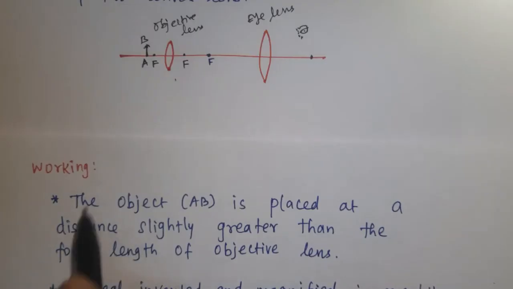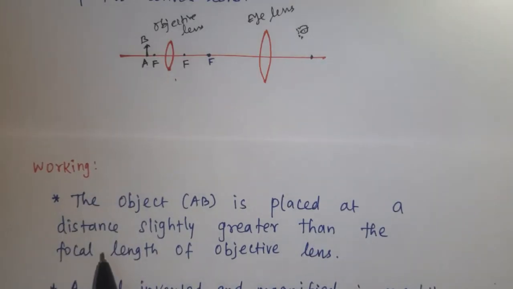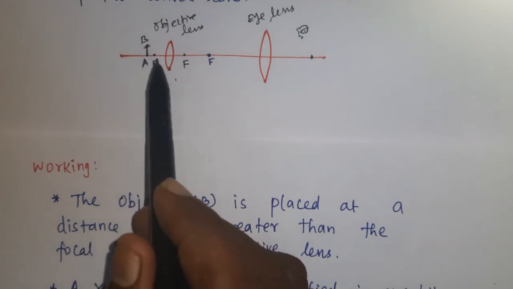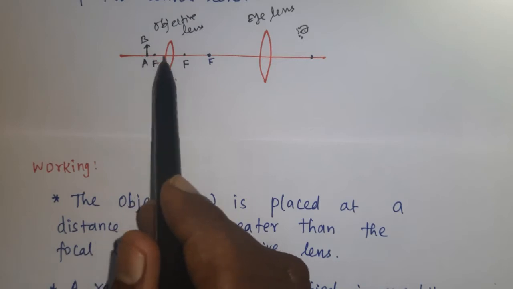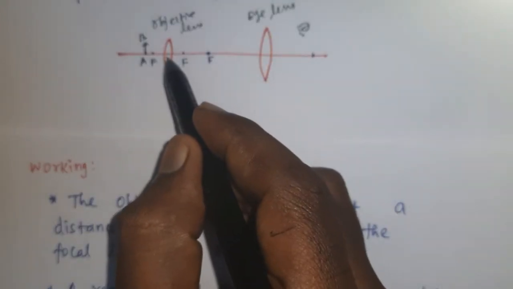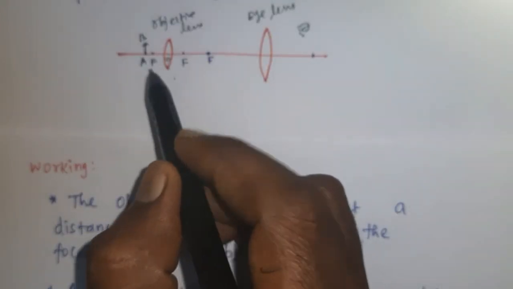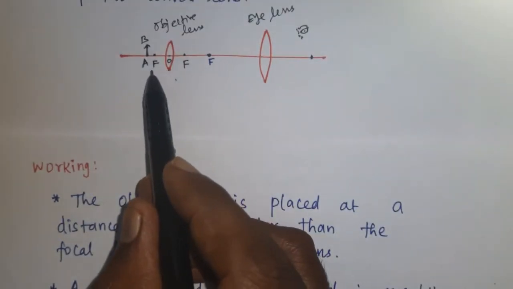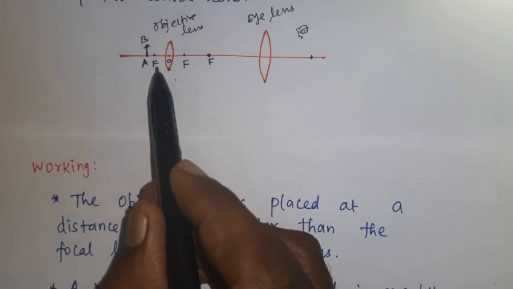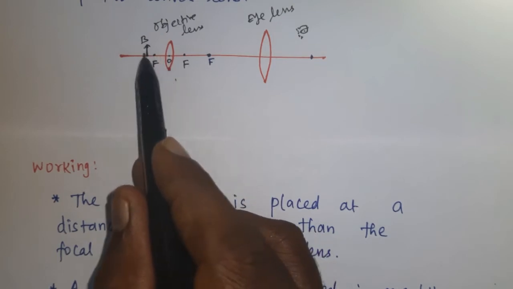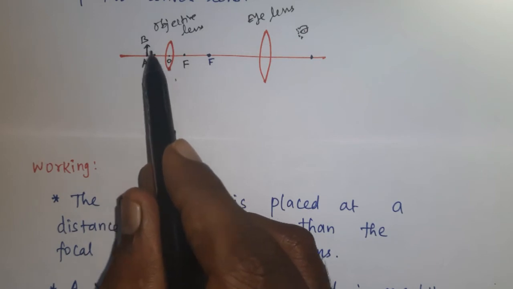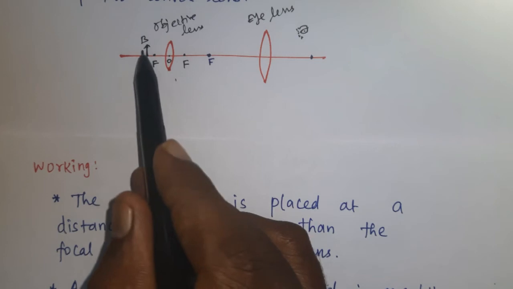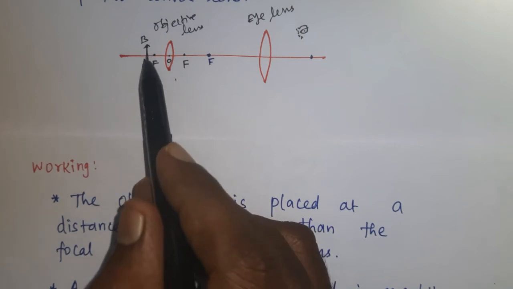Now we will see the working of the compound microscope. The object AB is placed at a distance greater than the focal length. We know that this is the optic center, this is the principal focus. The distance between the optical center and principal focus is the focal length. So the object should be placed slightly greater than the principal focus or focal length. So you should keep it beyond the principal focus. Now the object is placed as AB.